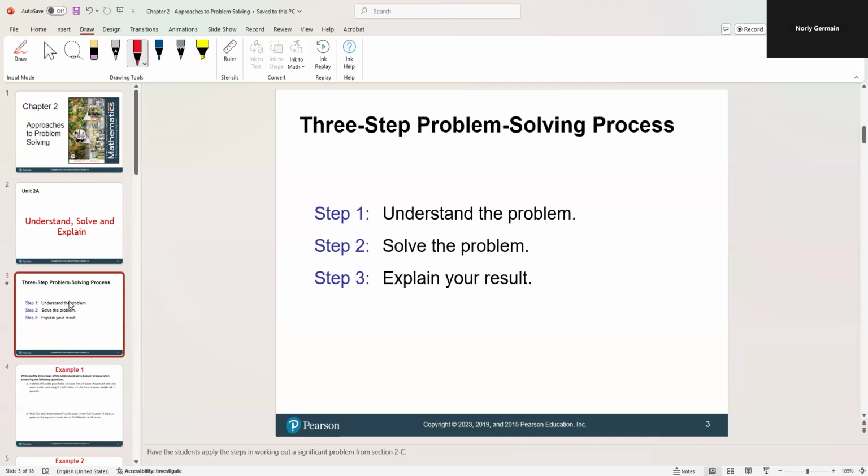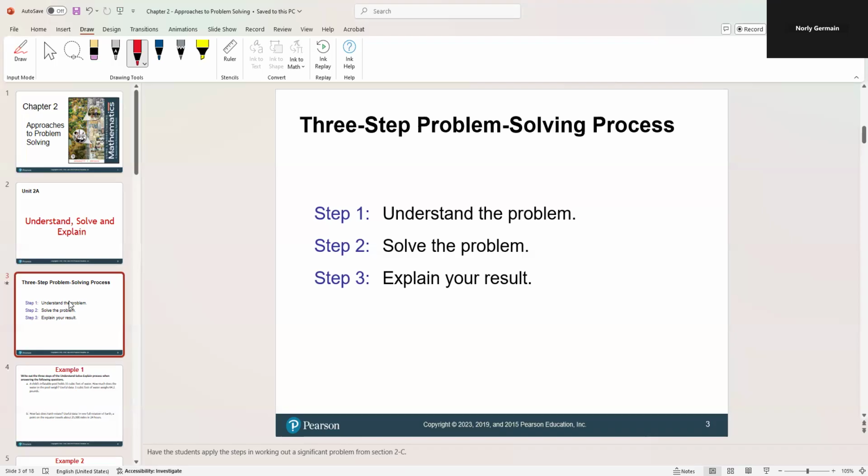You need to understand the problem. Well, first of all, before you understand it, you need to read it, right? Problem solving is more of an art than a science because there is no one method that would work for every problem. So that's why it's important to read it multiple times in order to understand it. You need to ask questions in order to identify what is given.